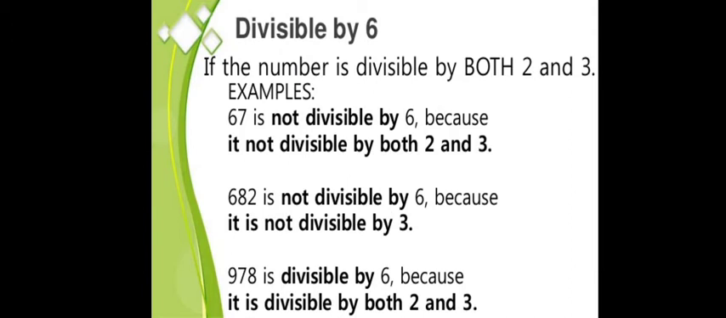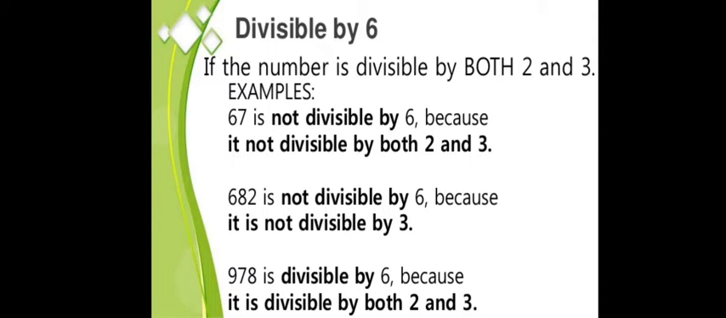Next, divisibility rule of 6. If the number is divisible by both 2 and 3, then the number is divisible by 6. See the example 67. The ending number is 7. So it is not divisible by the number 2. Also 67 is not divisible by 3. So it is not divisible by 6. Because for the divisibility rule of 6, it must be divisible by both 2 and 3. So 67 is not divisible by 6.